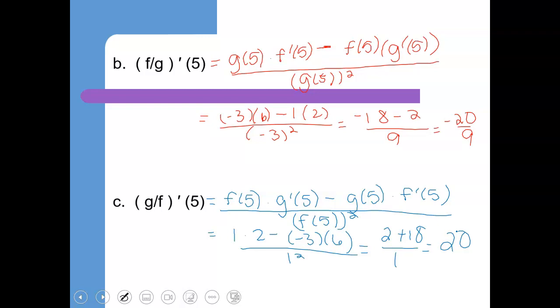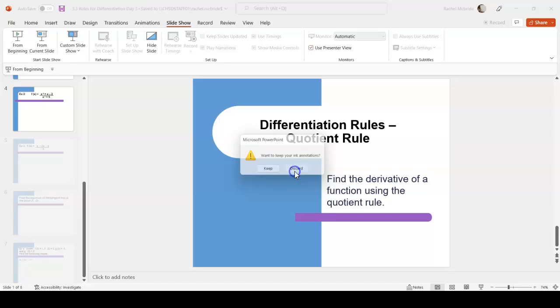How do we feel about the quotient rule? How do we feel about all our rules? How much do we like this more than the definition of the derivative? I like the definition of the derivative better than the product rule. Really? Okay. I like the power rule and I like the quotient rule.